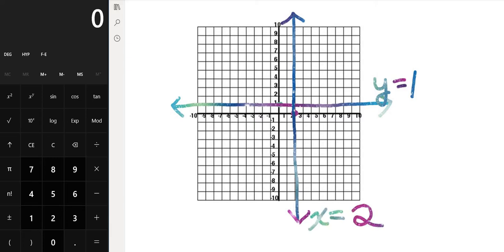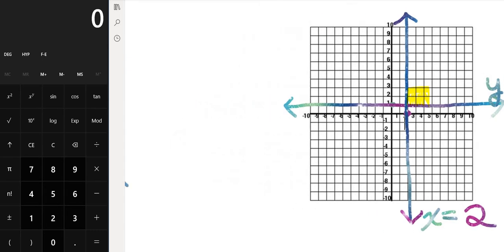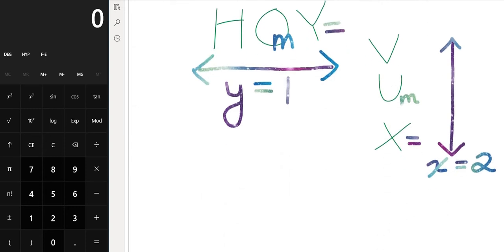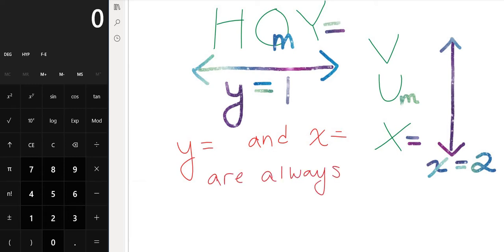Now, one thing you should note is y equals lines and x equals lines are always perpendicular. Always, always, you're going to get a right angle when you have a y equals line and an x equals line. So let's go back and let's just put one more note in here. And we're going to write down y equals lines and x equals lines are always perpendicular. And we know that's the symbol for perpendicular.